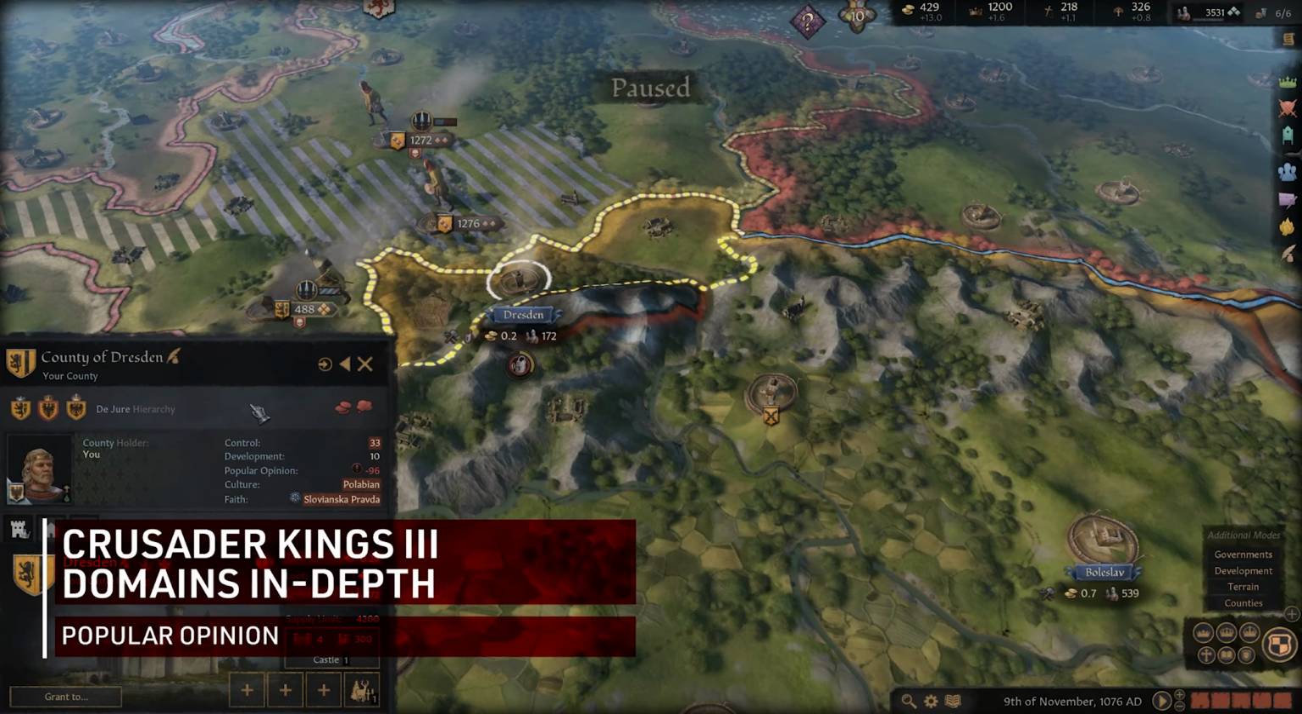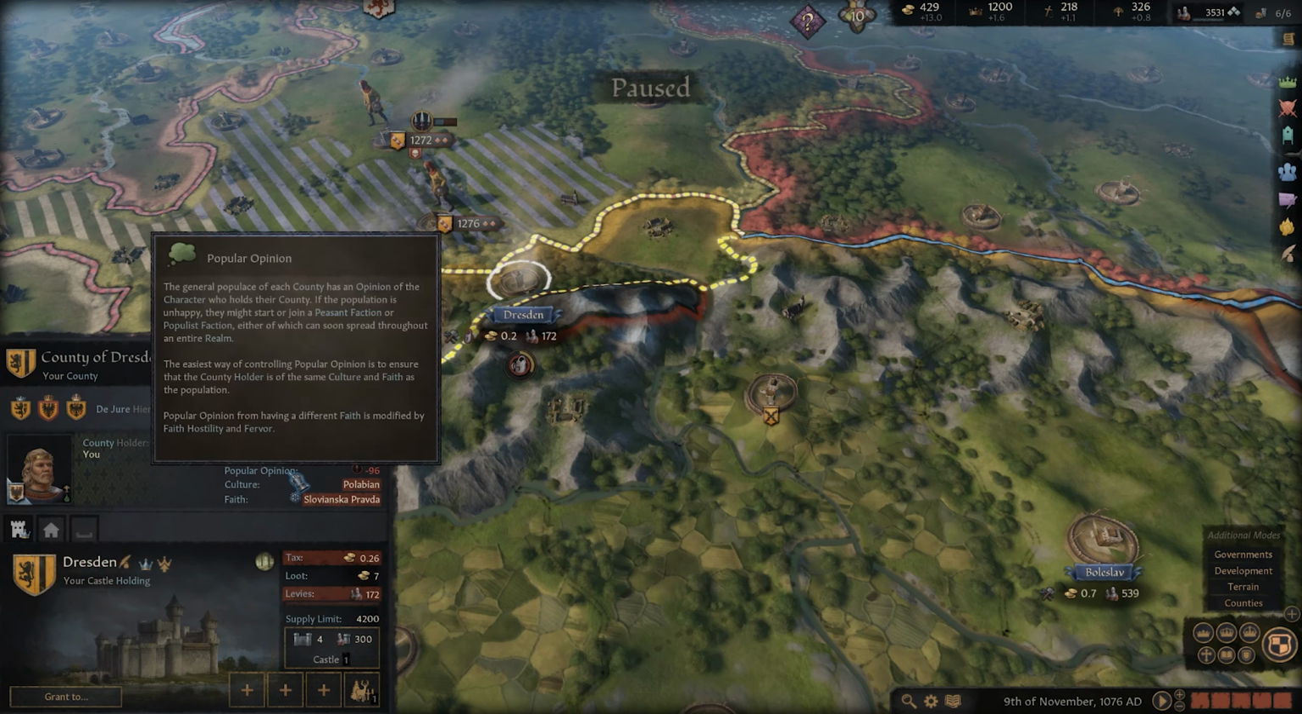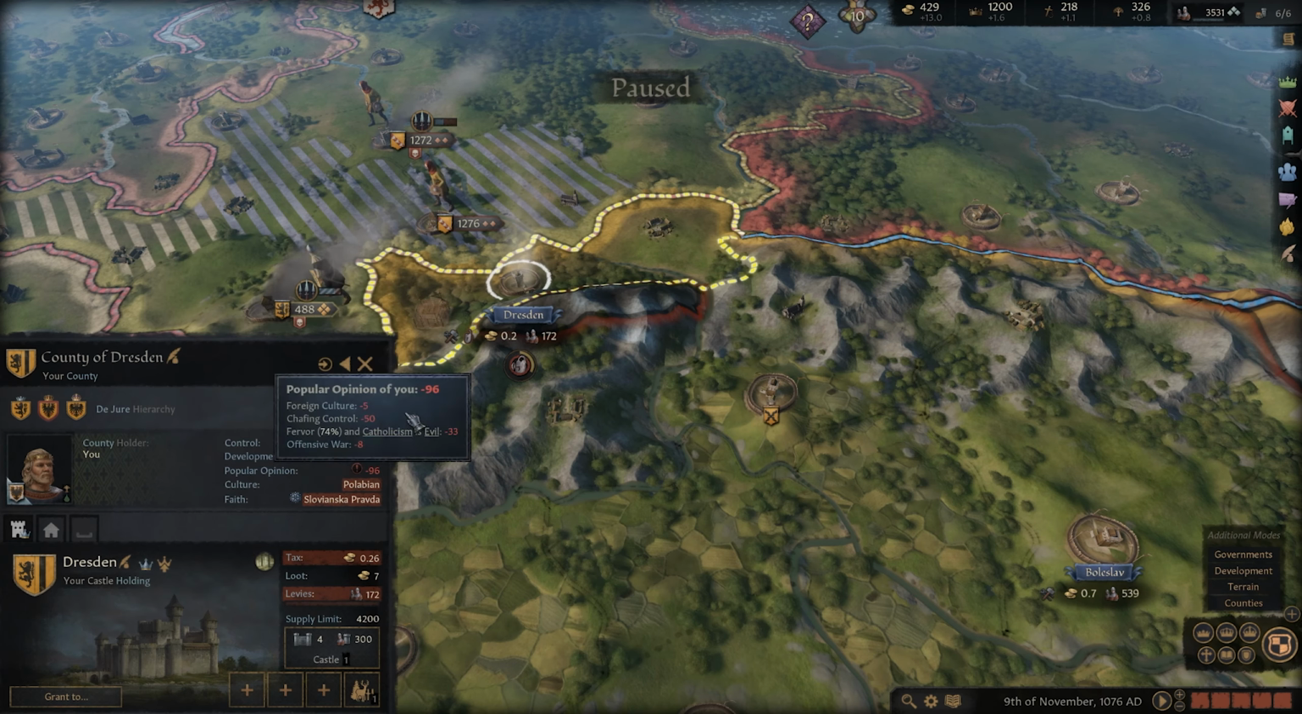Popular opinion. This last county level value is, in my opinion, the least concerning factor in a county, but needs addressed no matter what. Popular opinion is a measure from -100 to 100 of how the county's populace feels towards the character that holds their county.